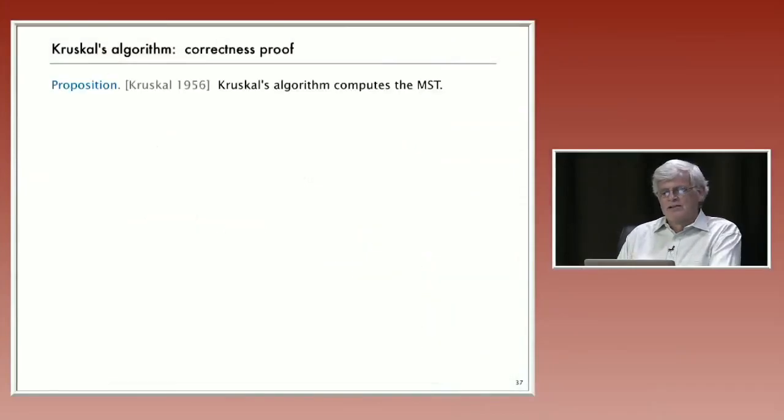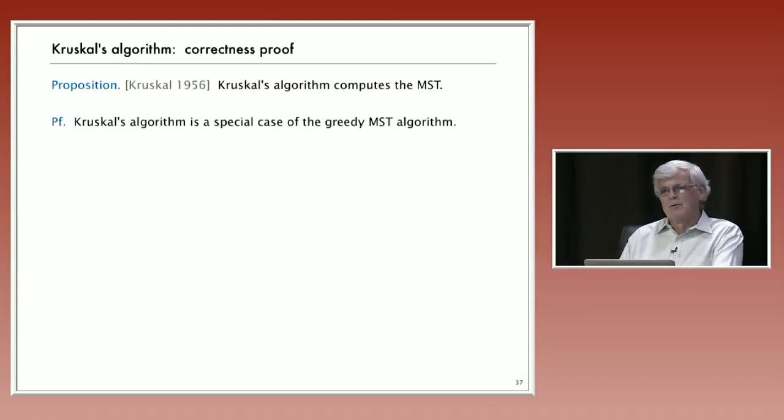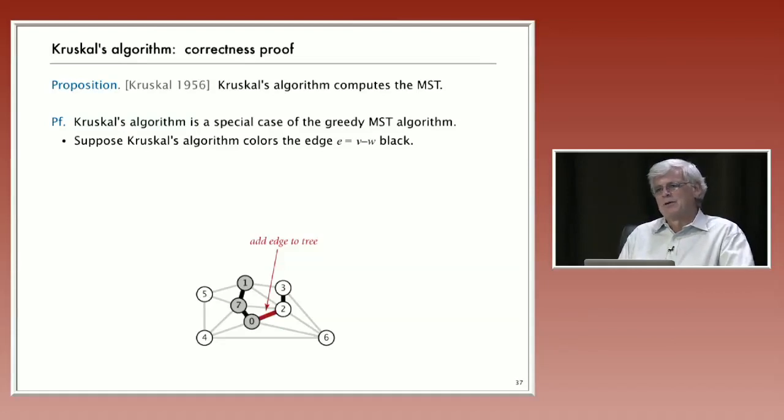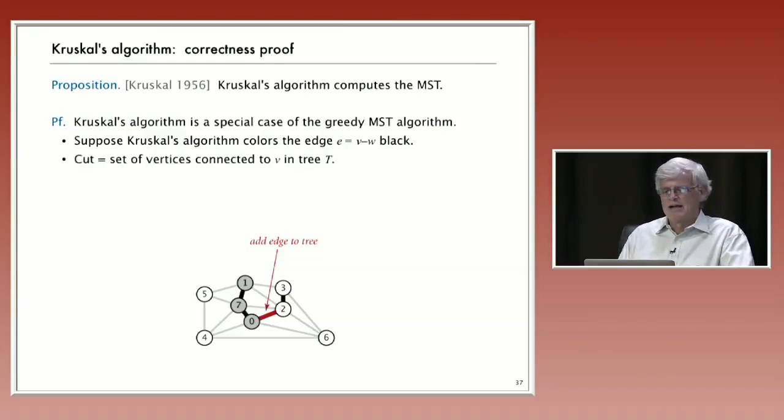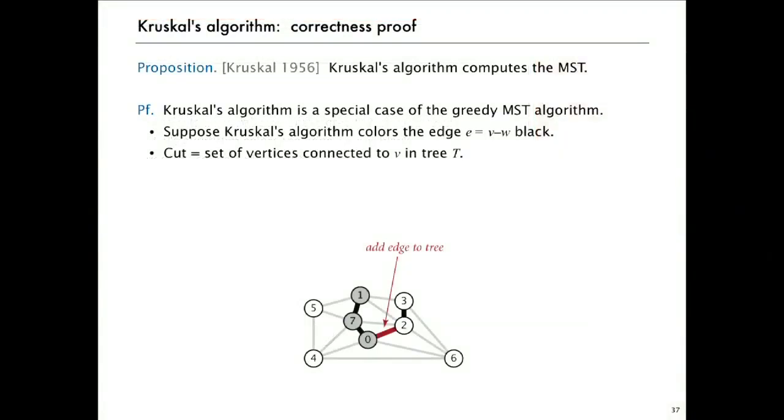All right, so it's easy to implement. We have to prove that it computes the MST, of course, and we've done a lot of work setting that up, and we do so just by proving that it's a special case of the greedy MST algorithm. So what does that mean? Well, suppose that Kruskal's algorithm colors a given edge black. So say it's VW. So we'll define a cut that is the set of vertices that are connected to V.